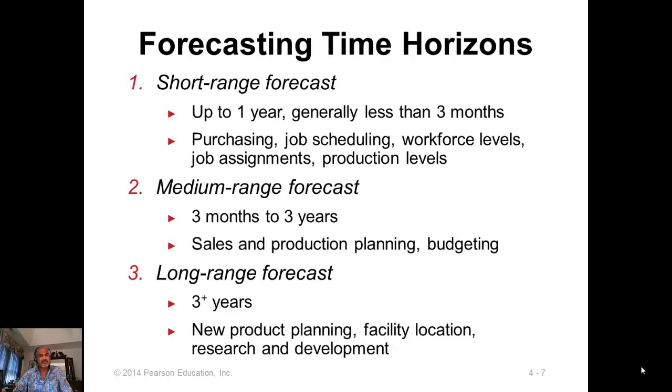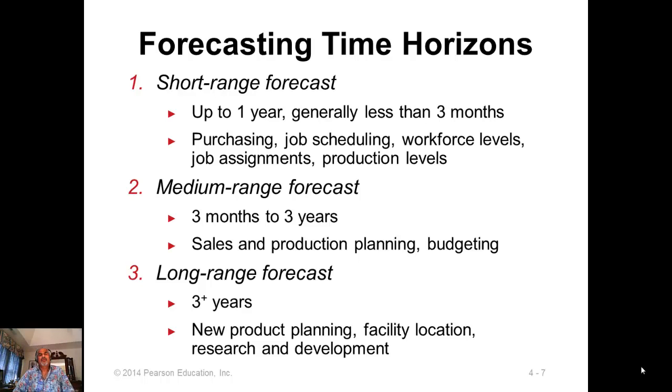Forecast time horizons may vary from short range, medium range to long range. Short range forecasts are typically about 3 months to 6 months. I wouldn't go as far as 1 year, 3 months to 6 months. And these forecasts will be the basis for decisions regarding purchasing, job scheduling, workforce scheduling, job assignment, and production scheduling in general.